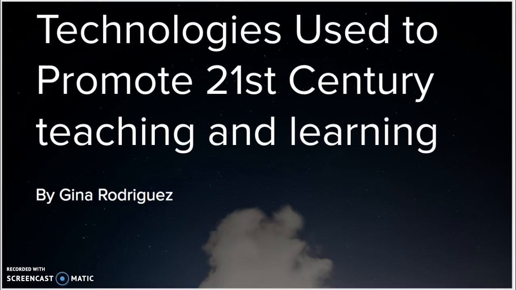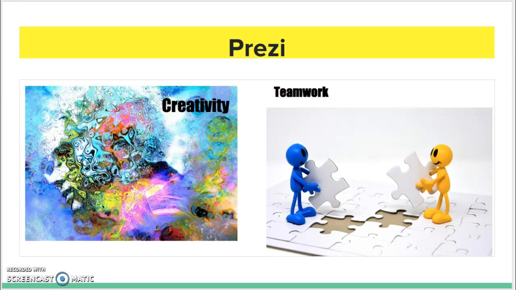So the first one that I picked is Prezi. Prezi can help students to think creatively. At the same time, it would allow them to work with others since it can also be used as a group activity. So I use that image for creativity, the one on the left, because I think it shows a man's face and it kind of shows his brain. So I think it has a lot of creativity in it. And the image on the right, I used it for teamwork.